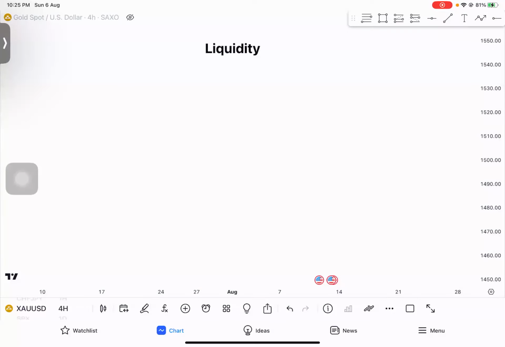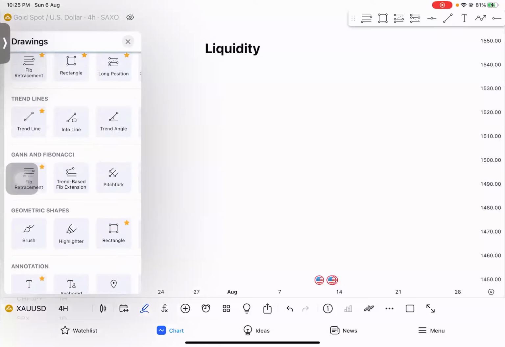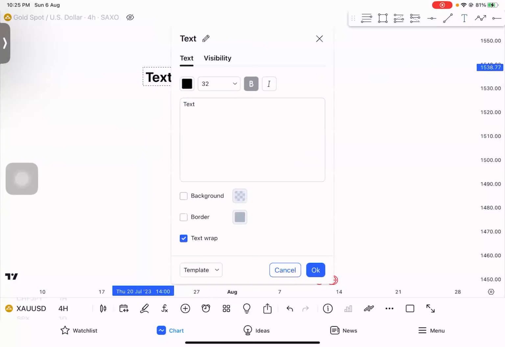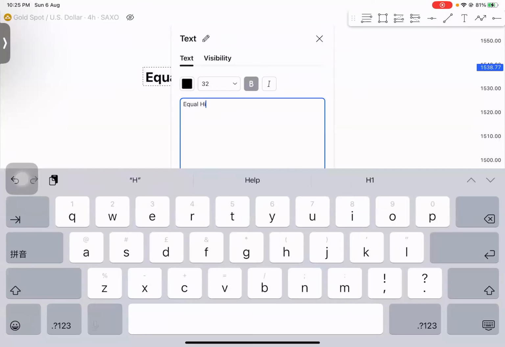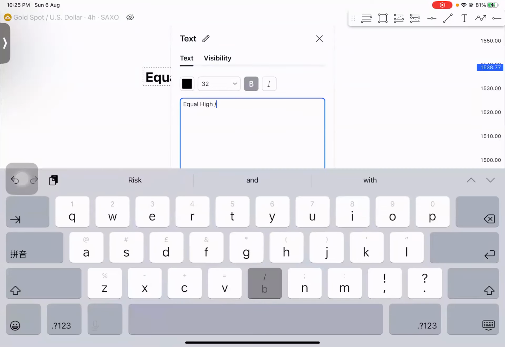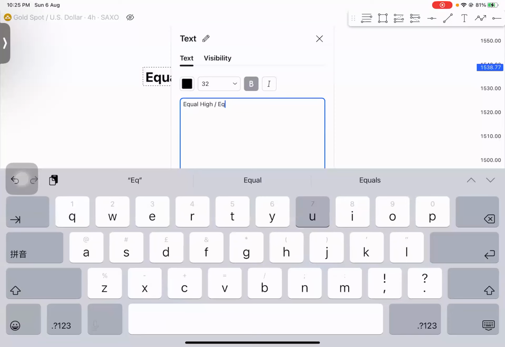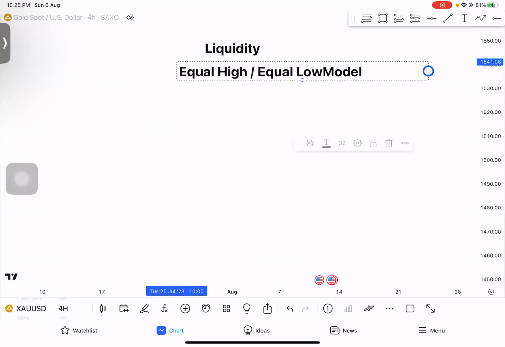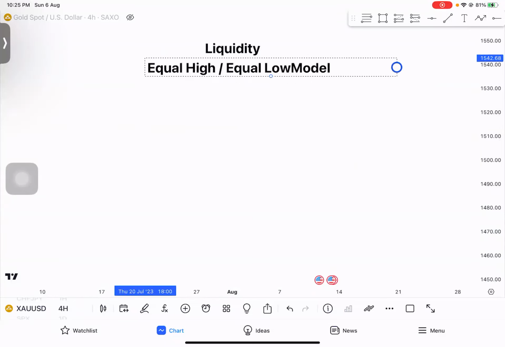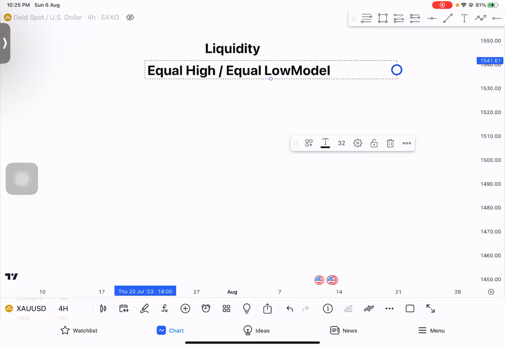Are you guys ready on the first model? Okay, I will just write it out first. Equal high or equal low. Okay, equal high and equal low model. Are you guys ready? Comment again, ready, guys? Let me know you are still awake. Haven't slept yet.